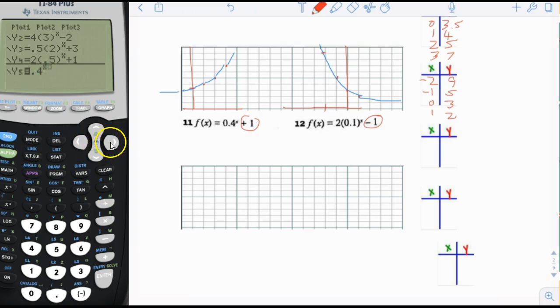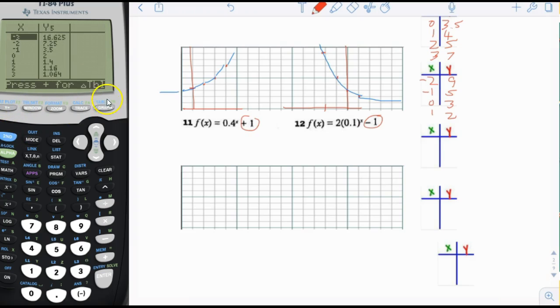0.4 to the x, and you notice I didn't have parentheses this time. The reason why I didn't have parentheses is because I don't have a multiplier out front, so you don't really need the parentheses anymore. And then plus 1. The plus 1 is going to make the thing approach 1 eventually on the right or to the left. By graphing it, we'll see that actually it approaches 1 to the right.